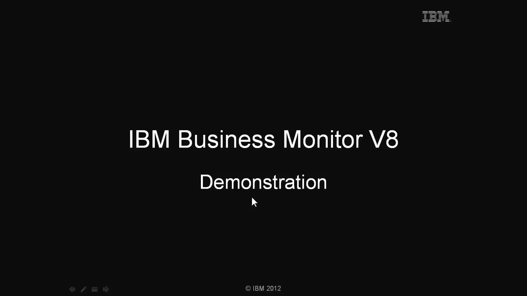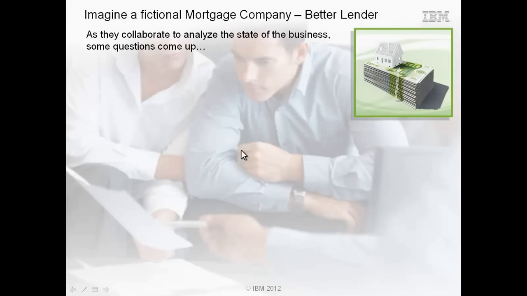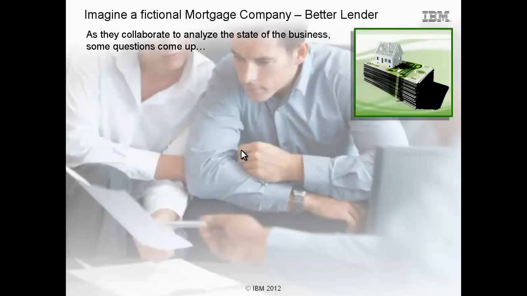Welcome to the demonstration of IBM Business Monitor version 8. Our scenario today is around a fictional mortgage lending company called Better Lender. Better Lender has recently been collaborating to analyze the state of their business, and performance and profitability don't seem to be as expected. This has brought forward some issues, concerns, and questions.